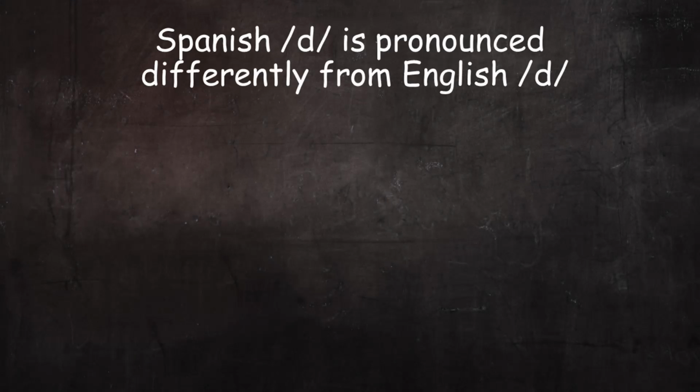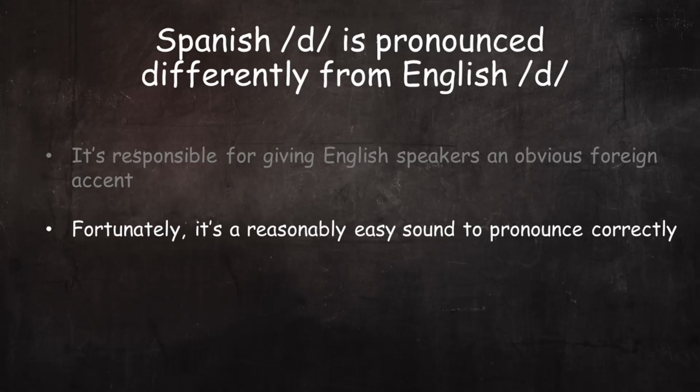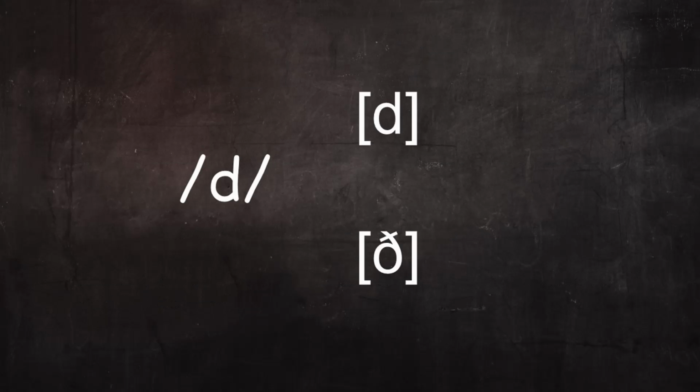Spanish D is pronounced quite differently from English D, which means that it's one of those sounds that gives English speakers an obvious and immediately noticeable foreign accent when they speak Spanish. Fortunately, it's a reasonably easy sound to pronounce correctly, and learning to do it right immediately makes your Spanish sound a lot more authentic. And that's why we're here, right? So let's jump in and learn about the pronunciation of Spanish D.